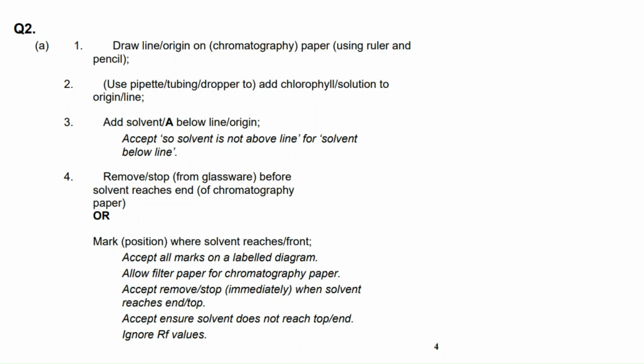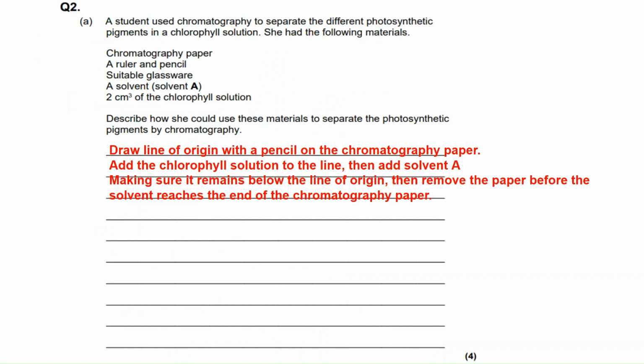That's not really a point in the experiment yet. It's an important point that you don't really want the solvent to reach the end, so they do accept that. And then ignore the RF values, so you wouldn't get a mark for saying that, because that's not what the question's asking you. The question's asking you to describe how you would separate the pigments. It's not asking you to describe how you would distinguish between the pigments, which is what you would use an RF value for.